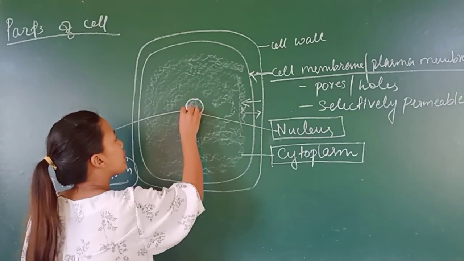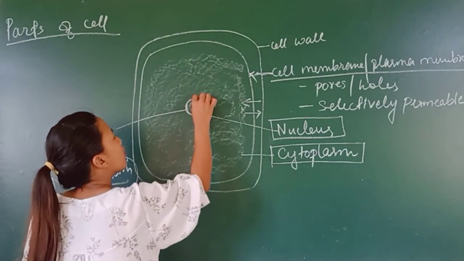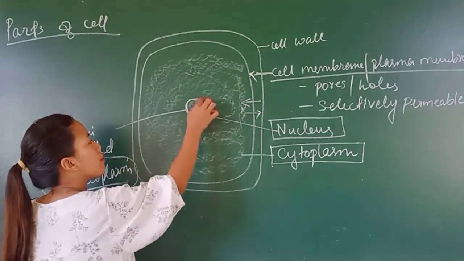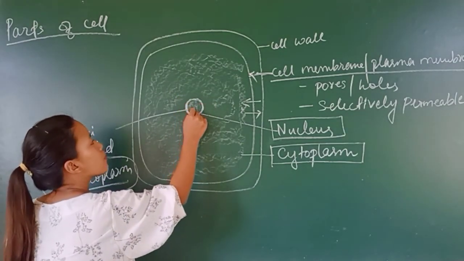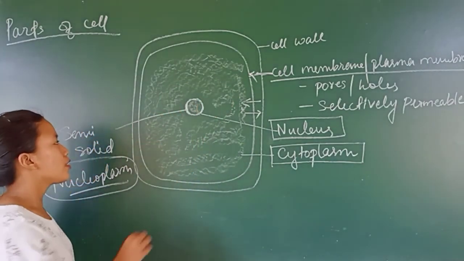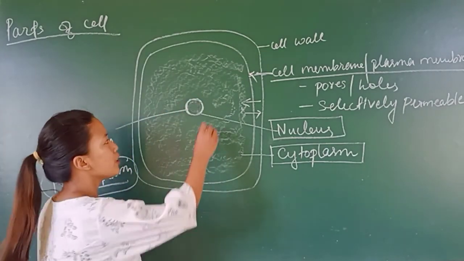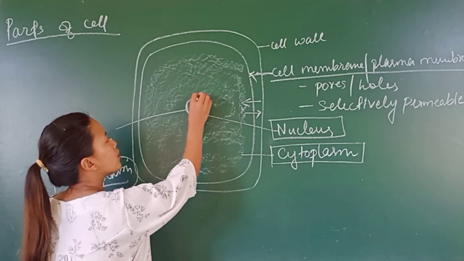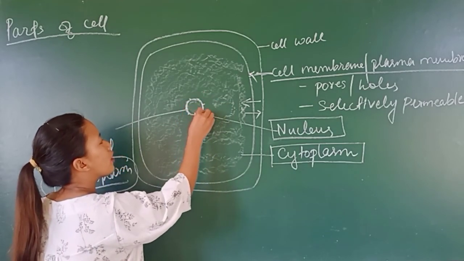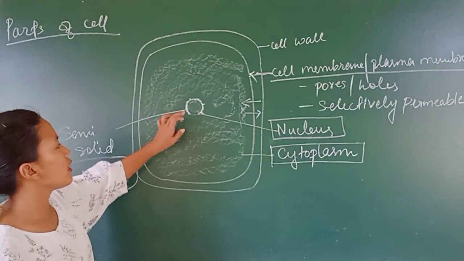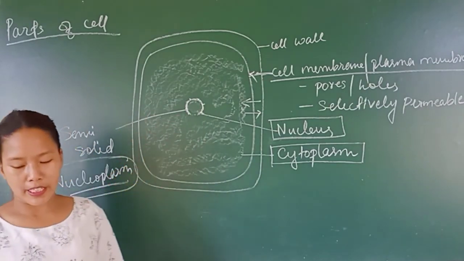The nucleus is separated from the cytoplasm by a small membrane called the nuclear membrane. This nuclear membrane is also porous, with some small pores for the movement of particles.